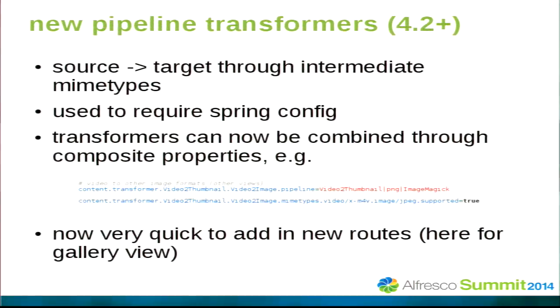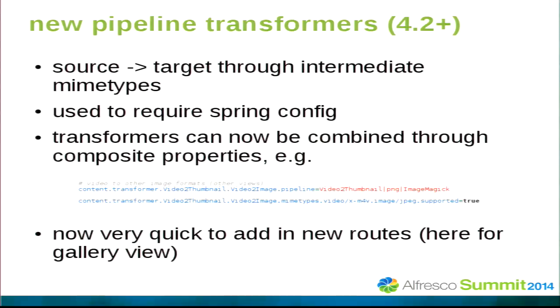There is also a new feature that is quite interesting as of 4.2. You can also specify complex transformations. That means using an intermediate MIME type also through properties. So you do not have to write the whole Spring config and say, this is my transformer, let's go this way and that way, and using that tool, etc., etc.